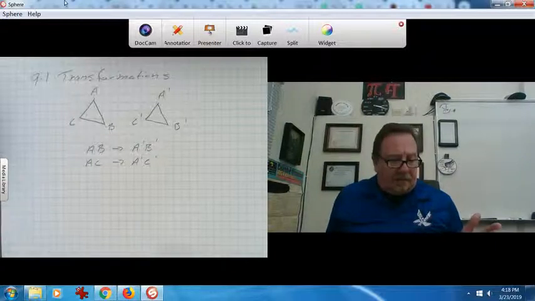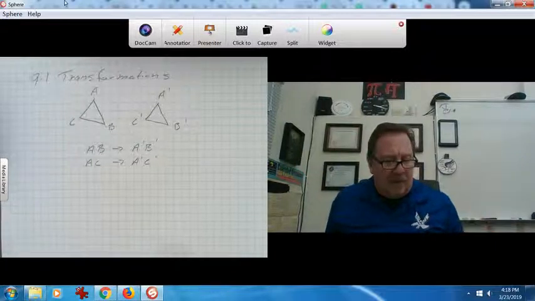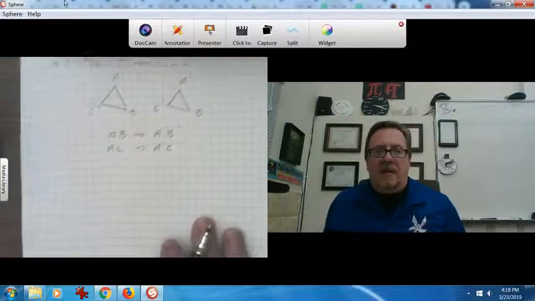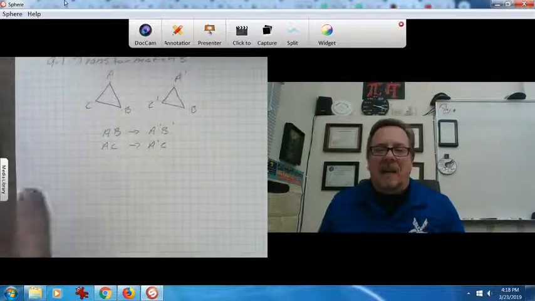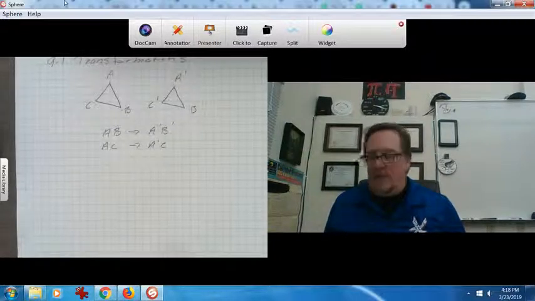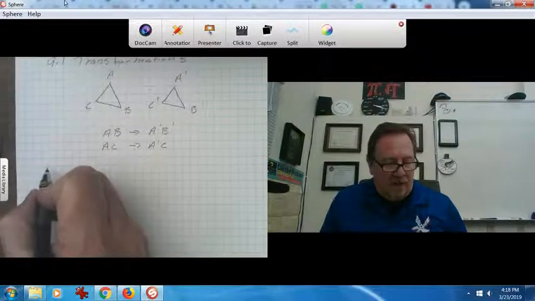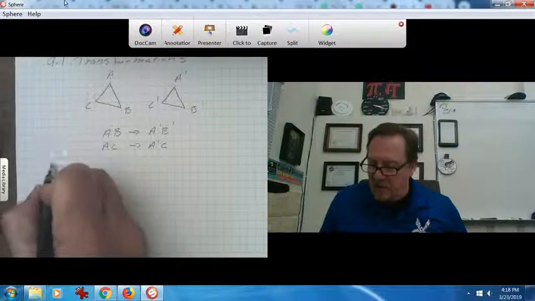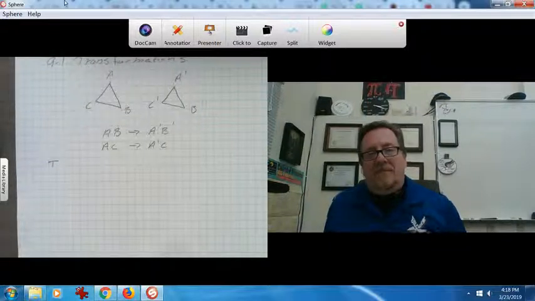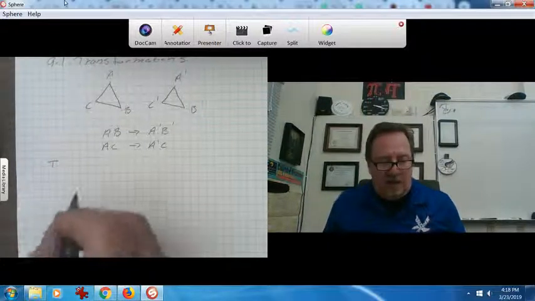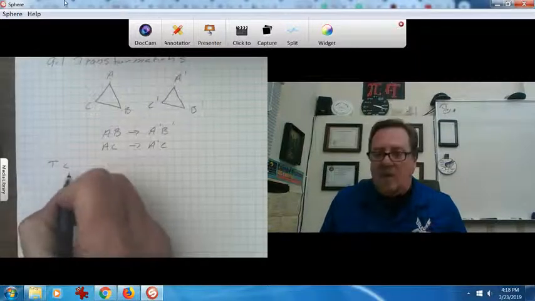So, problem number 3 says finding the image of a translation, and here's where it gets, it's not complex, but this is the most complex thing we're going to do today. Here's where we get into some notation. Here it says we're going to slide things with a translation called T for translation, and then we put these little brackets and it tells us where it's going.